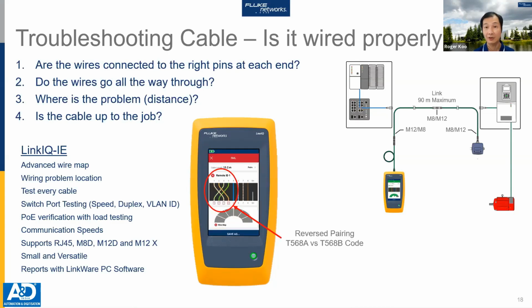Now, this is a common problem. One end of the link has been wired to a T568A wiring code, and the other end has been wired to the T568B wiring code. You can also see this failure if you have accidentally installed a crossover cable, where a straight-through cable should have been used.